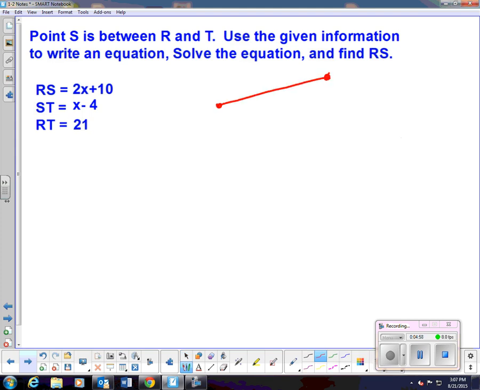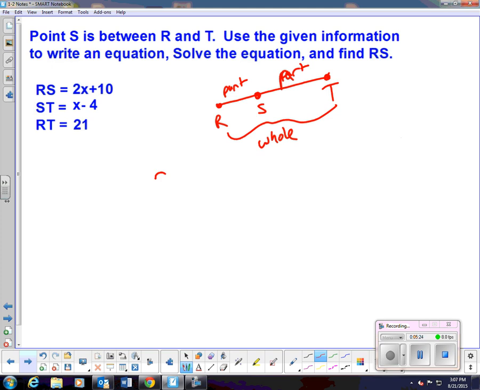So I've got two endpoints, and I've got a point somewhere between them, but I don't know where, according to what it says. So point S is between R and T. Now that I've done this, I know which are my parts. So this is a part, and this is a part, and here is the whole thing. Once I know this, I can set up my equation.